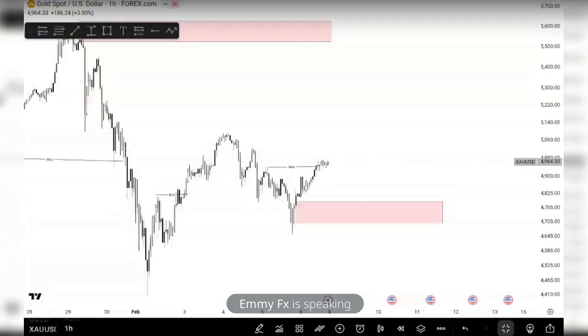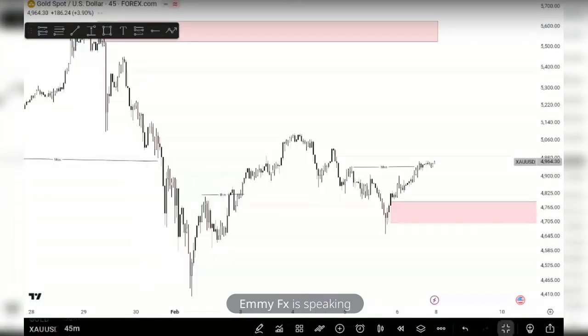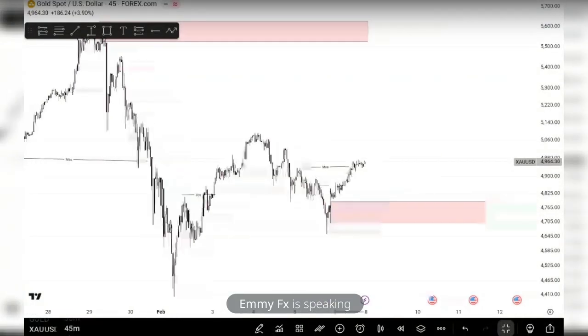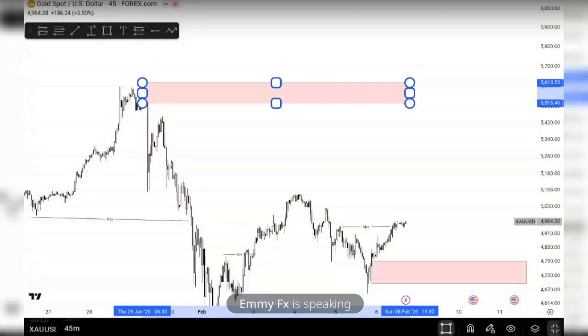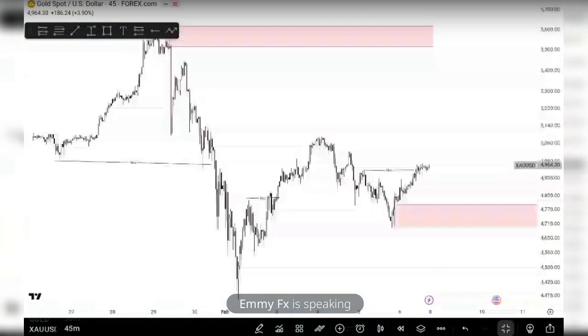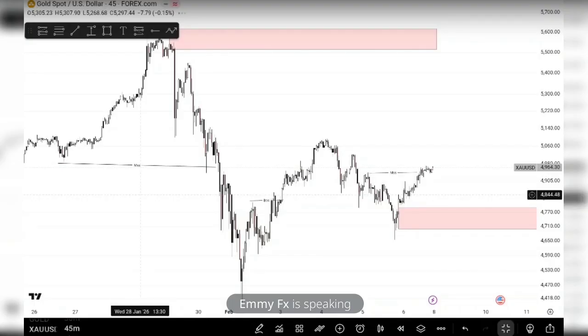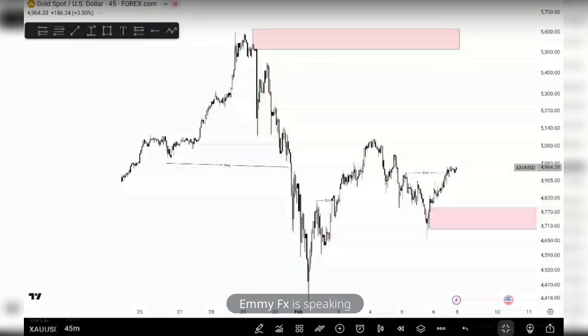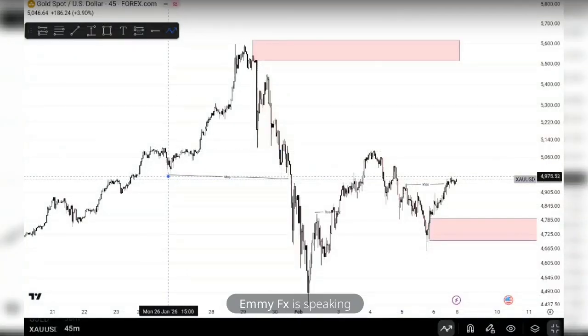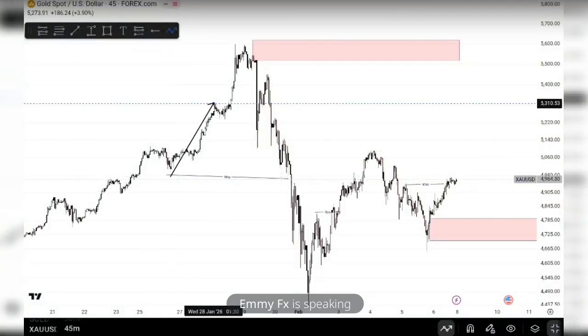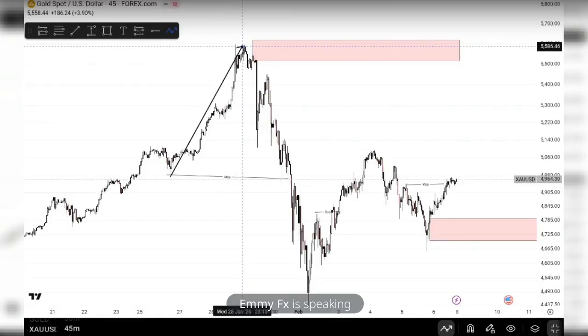I want us to move to our 45-minute time frame. So I'm also going to refine this to here. This is the major market structure shift here because we have a higher low here, and we have this higher high here.